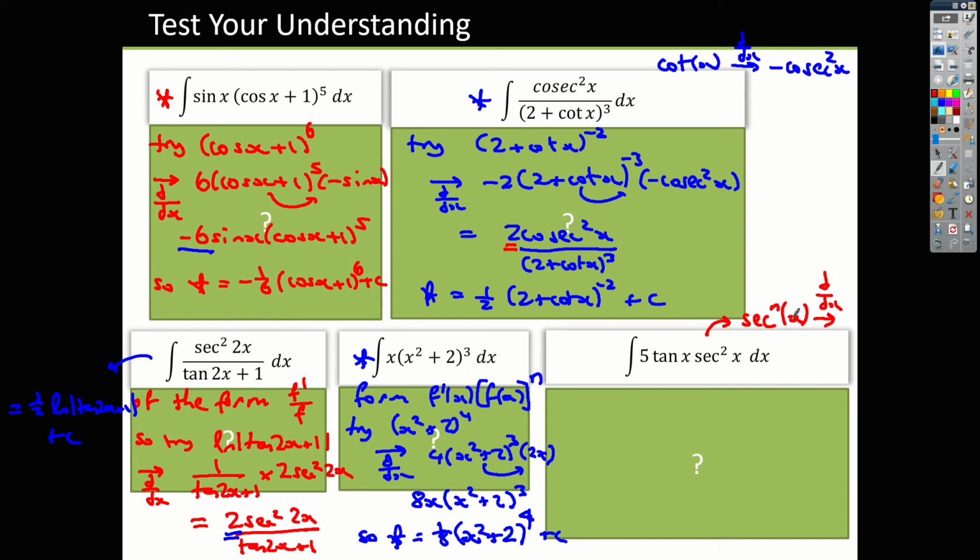So sec to the n of x is going to differentiate to n sec to the n minus 1 of x. That's from the power rule. But then multiplied by the derivative of sec of x, which is sec x tan x.